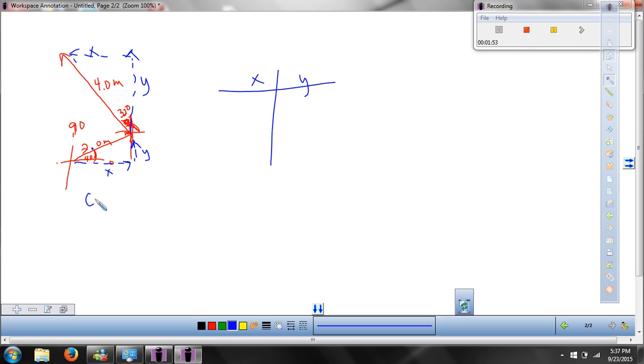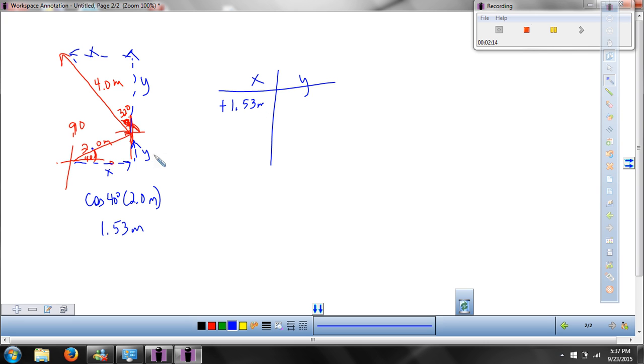So this one is going to be the cosine of 40 degrees times 2.0 meters. And it is to the right, so I'm going to call it a positive. And when I did that calculation, I got 1.53 meters. So I'm going to write it in the chart.